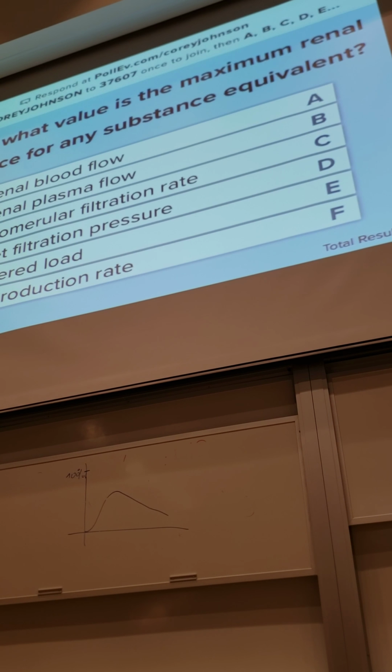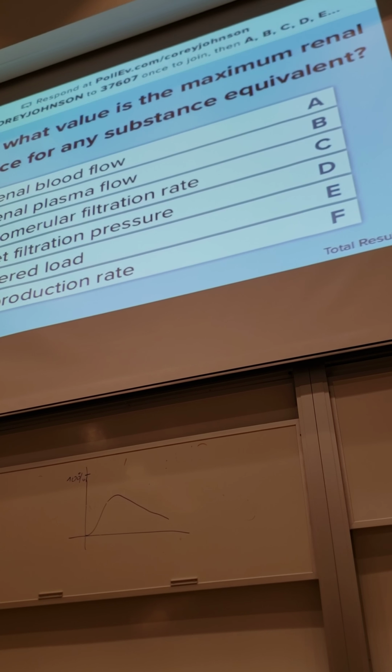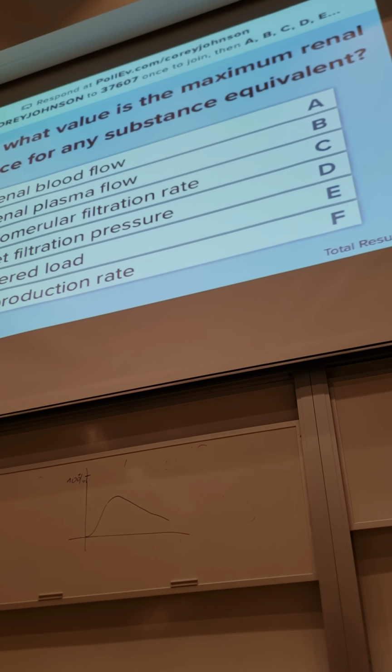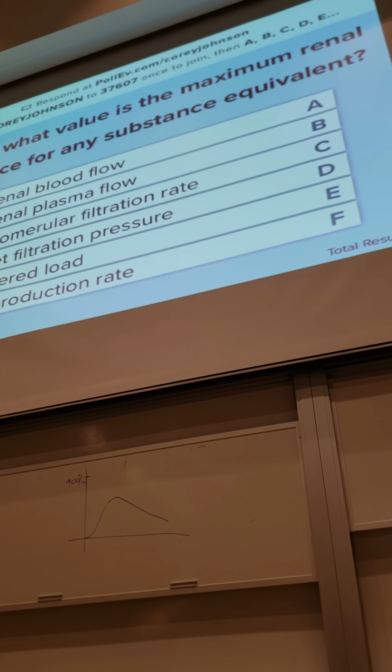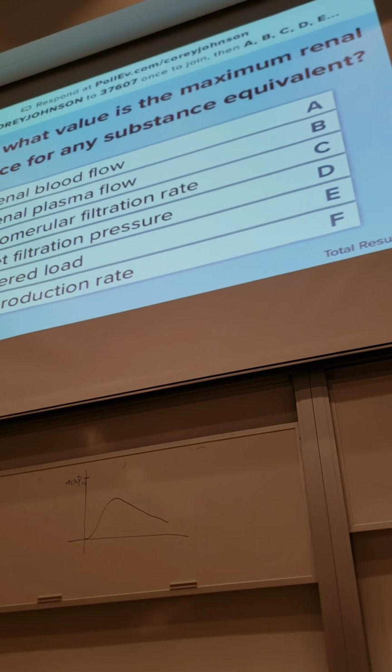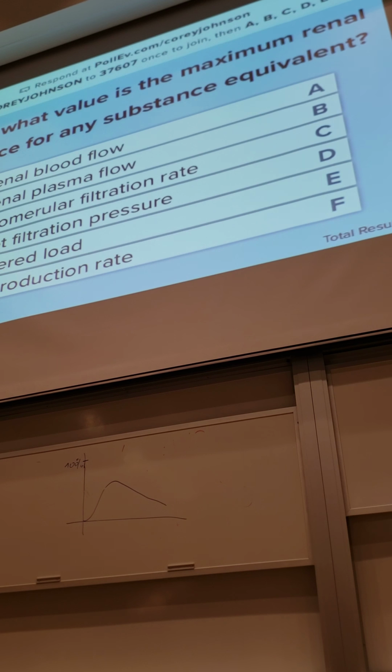Okay. So let's take this step further. What if we want to know, let me put it this way. What value is the maximum renal clearance equivalent? Okay. So we talked about GFR as the amount that is leaving the blood plasma. Okay. What is the maximum clearance that any substance could have from the plasma? What is that equivalent to?